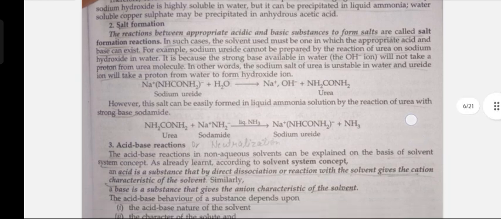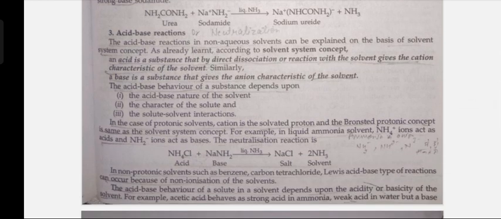However, this salt can be formed in liquid ammonia solution by the reaction of urea with the strong base, sodamide. The third type of reaction is acid-base reactions. The acid-base reactions in non-aqueous solvents can be explained on the basis of the solvent system concept. As already learned, according to the solvent system concept, an acid is a substance which by direct dissociation or reaction with the solvent gives the cation characteristic of the solvent. Similarly, a base is a substance that gives the anion characteristic of the solvent. The acid-base behavior of a substance depends upon the acid-base nature of the solvent, the character of the solute, and solute-solvent interactions.